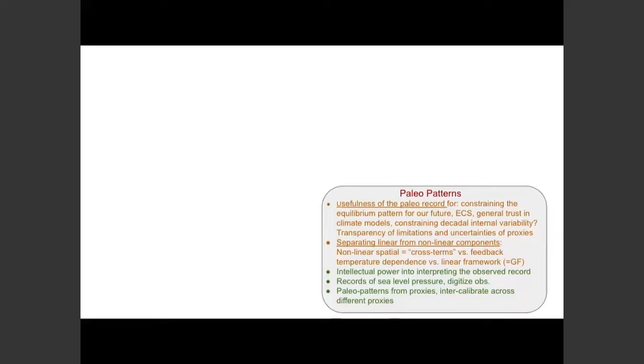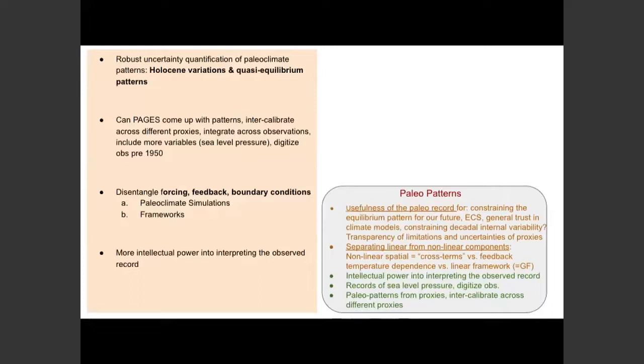The suggestions went in the direction of coming up with more paleo patterns, integrating across different observations or proxies, and basically getting as much as possible on one map, even if it's for different timescales, potentially using other than SST variables. And it's all about quantifying the uncertainty.